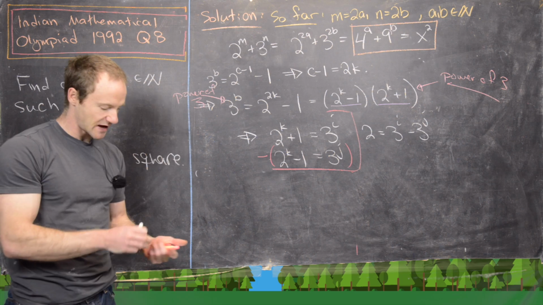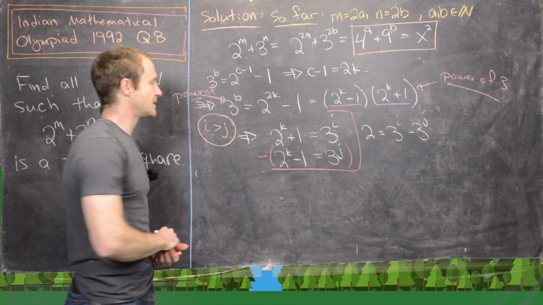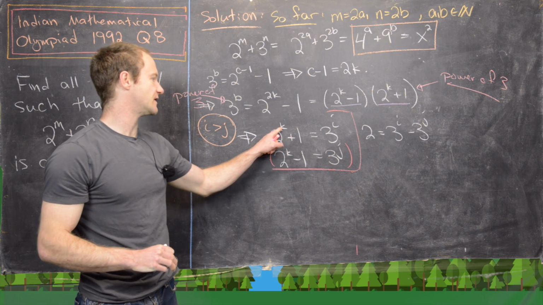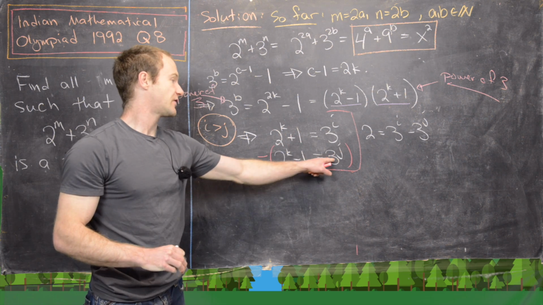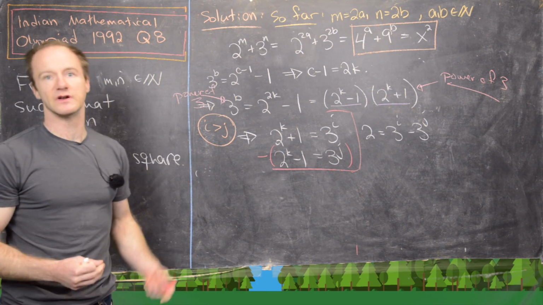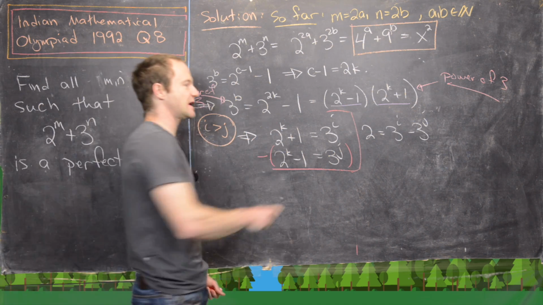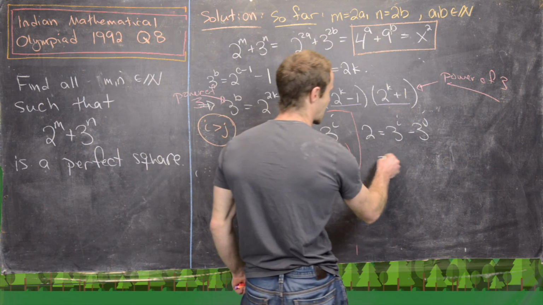And then just like we had argued before, we know that i is bigger than j. And that's because 3 to the i is 2 to the k plus 1, and 3 to the j is 2 to the k minus 1, which means 3 to the i is bigger than 3 to the j. Okay, fantastic. Now since i is bigger than j, we can factor a 3 to the j out of this.